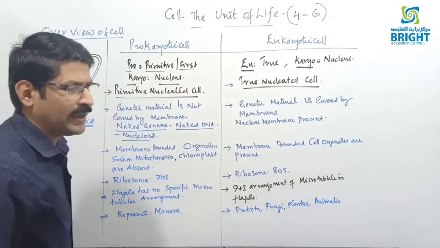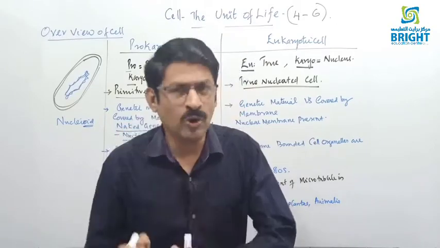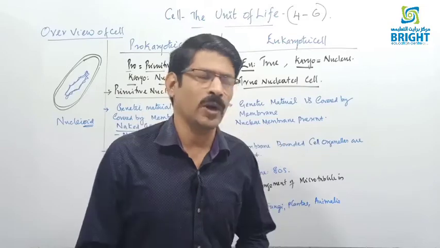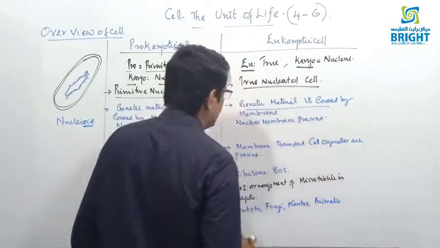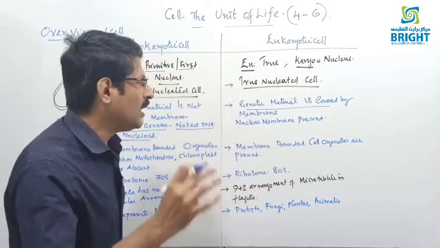Oid, O-I-D, which means like that. They are like a nucleus, they perform the function of a nucleus, but it is not a true nucleus. And what is a true nucleus? The nuclear membrane is present, that is, the genetic material is covered by a membrane, a nuclear membrane.